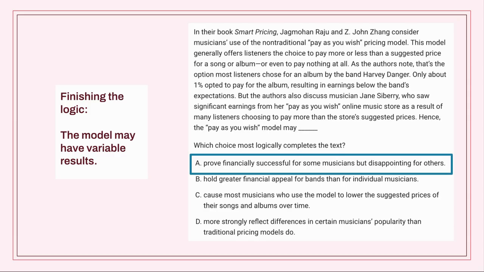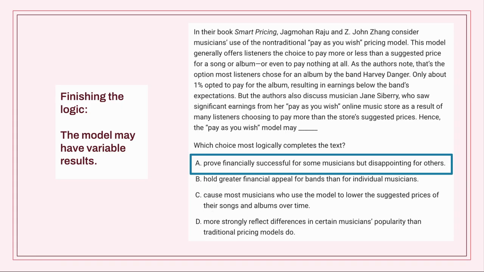Just a restatement. Okay. So let's go over the other answer choices. So B, hold greater financial appeal for bands than for individual musicians. Well, this kind of disproves it, right? Because this band here clearly made a lot less than Jane, so it doesn't hold greater appeal for bands. Maybe even holds less. So this is just disproved by the passage.